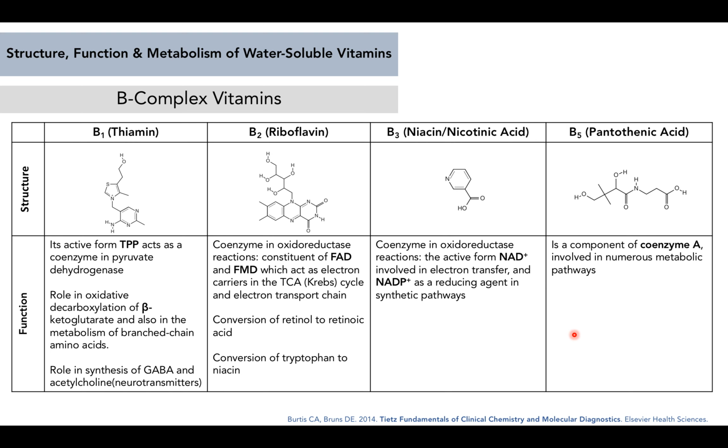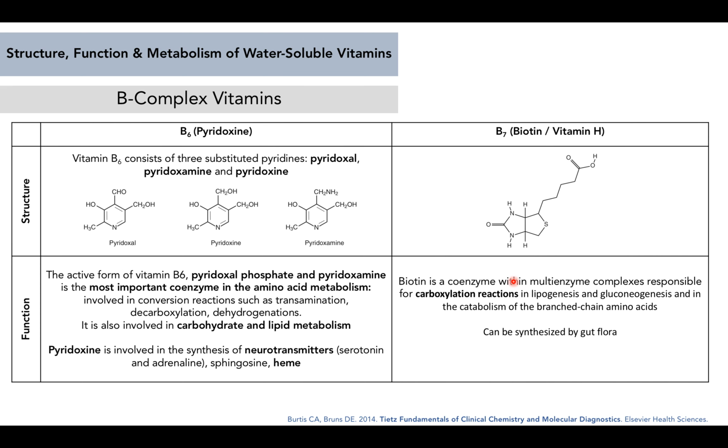Vitamin B5 is an important component of coenzyme A, and it's also involved in many metabolic reactions like its other counterparts. Now, the next B complex vitamin is B6 or pyridoxine. Now, B6 consists of 3 pyridines: pyridoxal, pyridoxamine, and pyridoxine. So this is pyridoxal, pyridoxine, and pyridoxamine, but the most important and most active forms of vitamin B6 are pyridoxal phosphate and pyridoxamine because they are very important in amino acid metabolism.